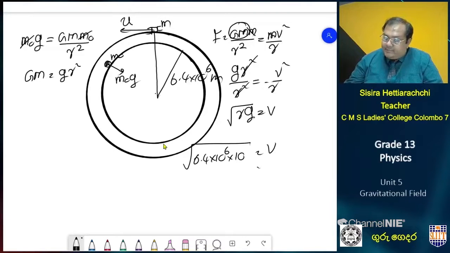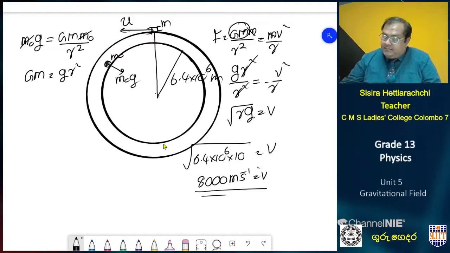8,000 meters per second. It's a huge velocity. 8,000 meters in 1 second. It travels 8 kilometers in 1 second. Actually, in the same manner you can calculate the velocity of the Earth. You'll see it is closer to 30 kilometers per second. The velocity of the Earth we can calculate.